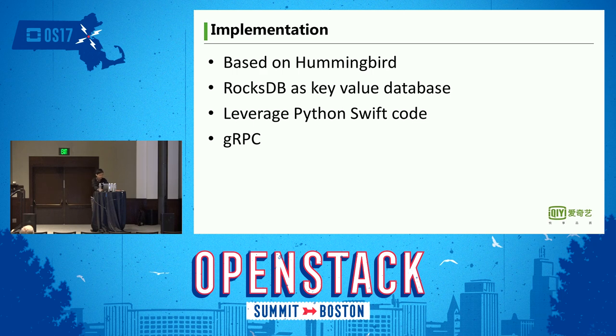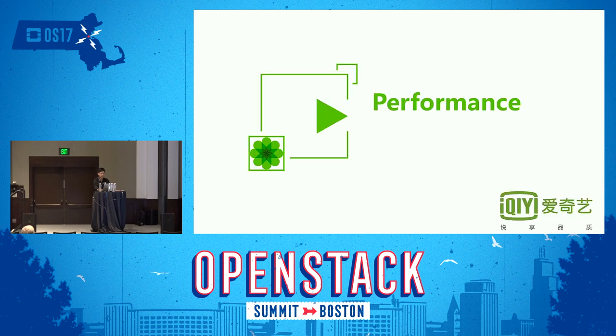At the initial phase, we leverage the code of auditor and replicator. The Python code will communicate with the Go code through gRPC. Next, I will show some benchmark results produced by SSBench. The SSBench scenario simulated 200 concurrent users, and the ops of write and read are equal. The test ran against a cluster with 12 nodes.